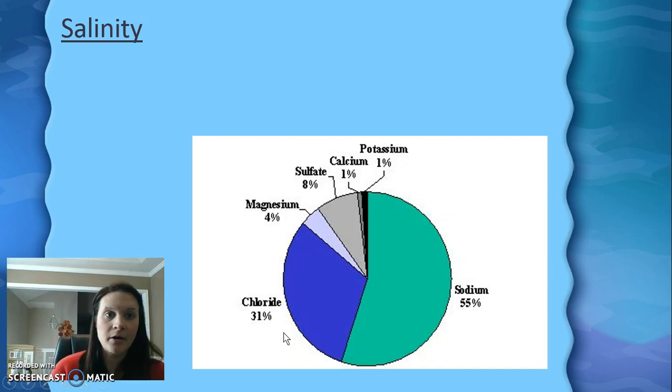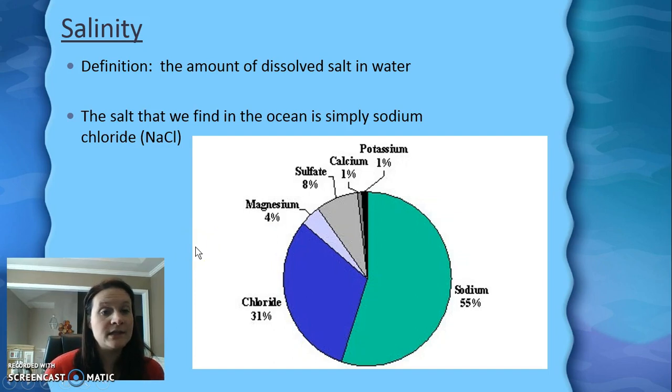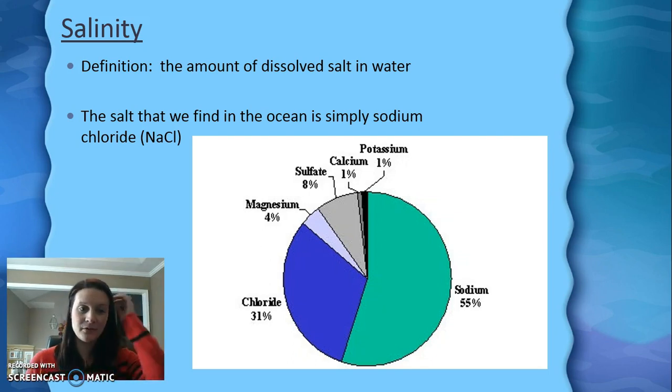So first let's talk about a very important vocab term, salinity. Salinity is simply the amount of dissolved salt that is in the water. And the salt that you find in the ocean is just NaCl, sodium chloride, the same stuff that you use to salt your food. Remember, thinking back to minerals, we talked about halite, the natural mineral that grows, that's salt, NaCl, same stuff.